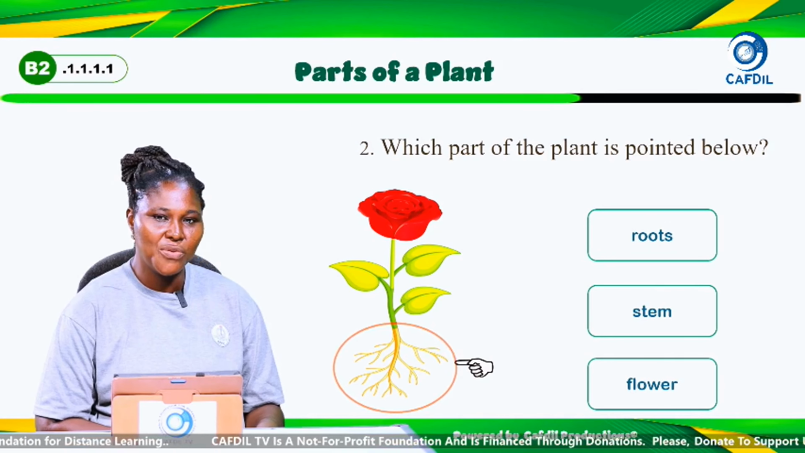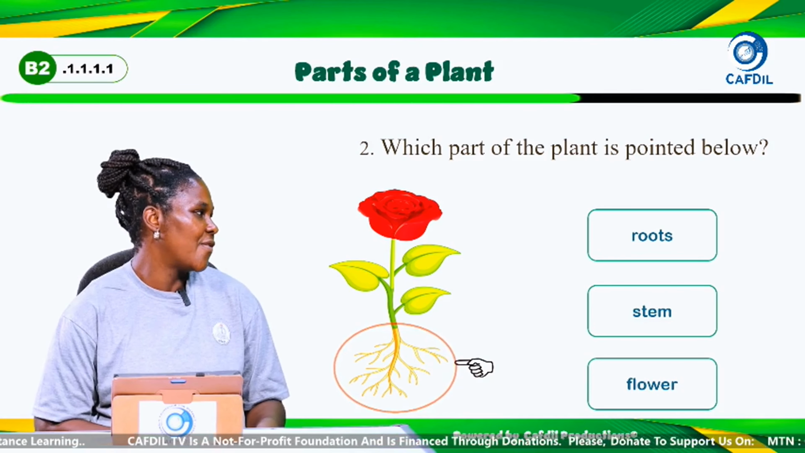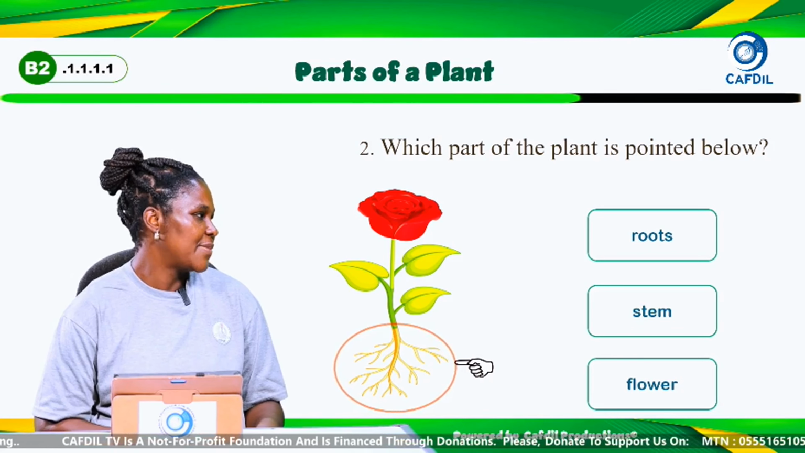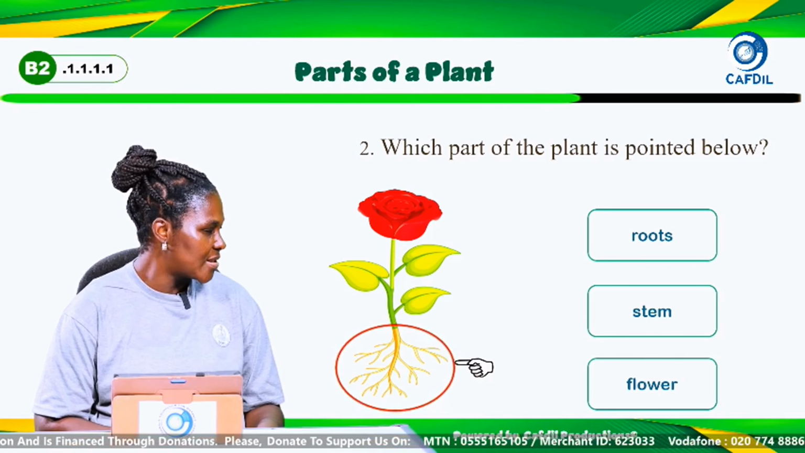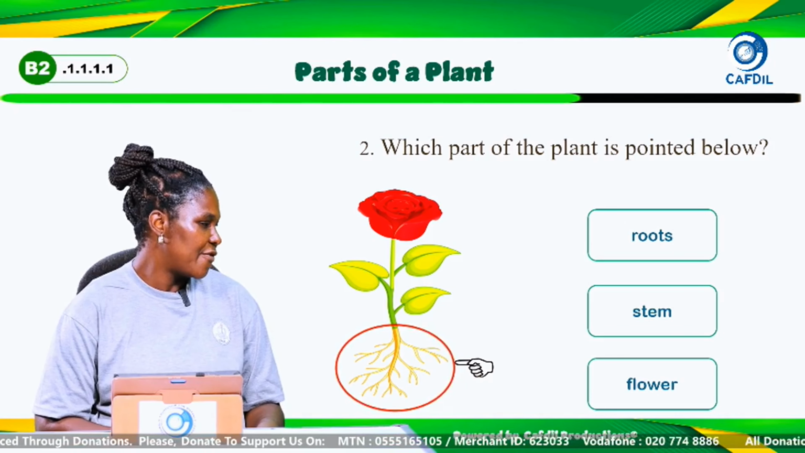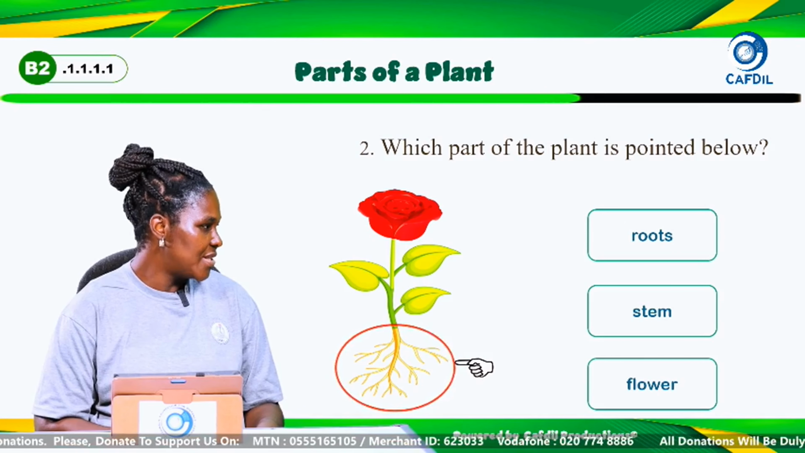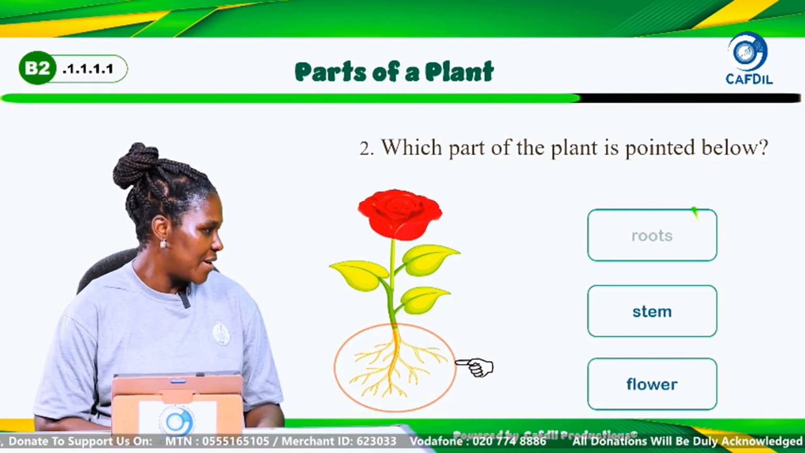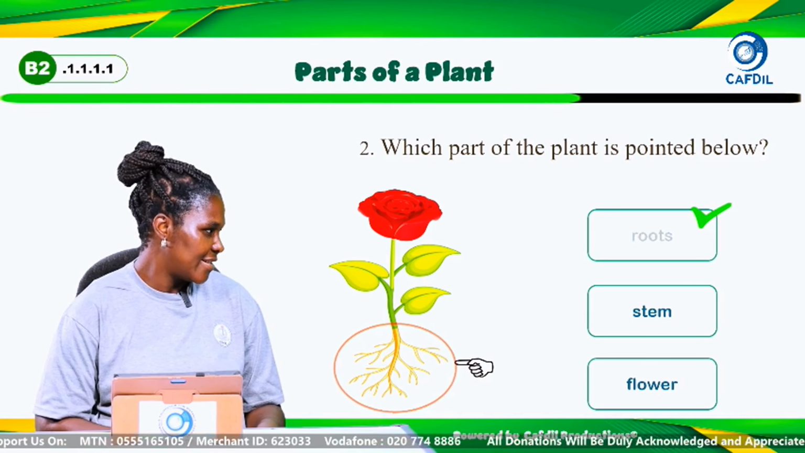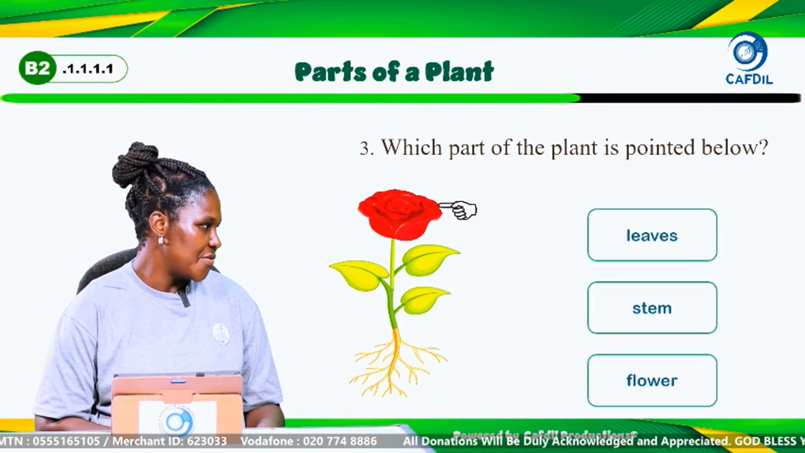Question number 2, which part of the plant is pointed below? As we can see in a circle, which part? We have the roots, the stem, and the flower. Yes, this is the roots.